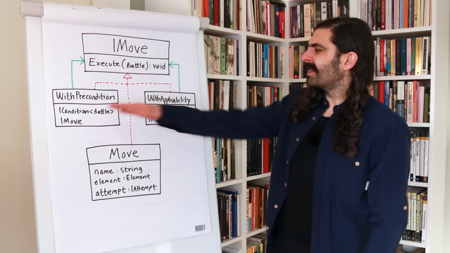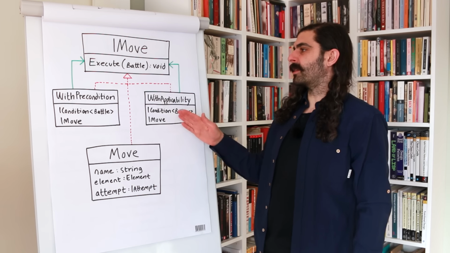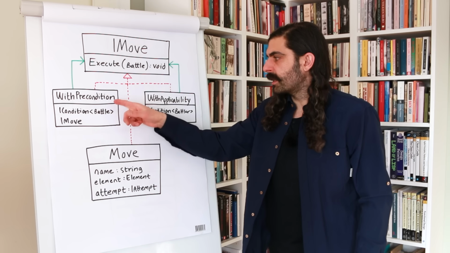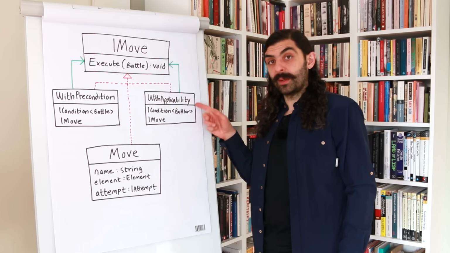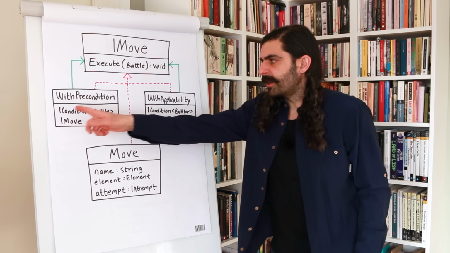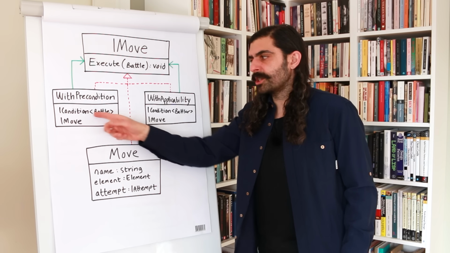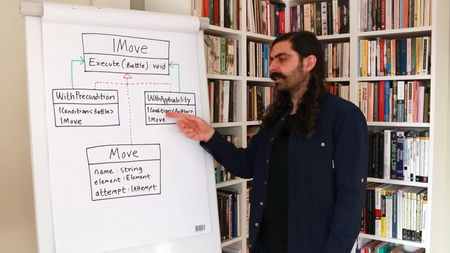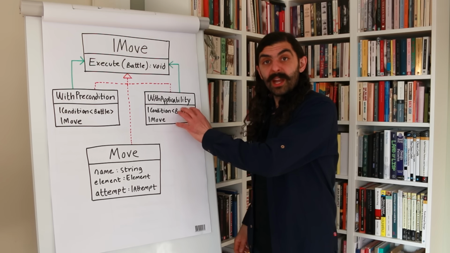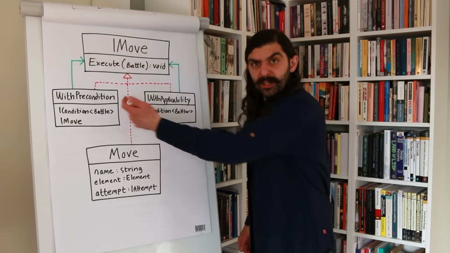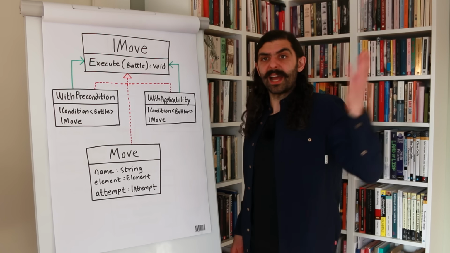Okay, why do we have these other two subtypes? And what's up with the arrows, right? We have one subtype called WithPrecondition and another subtype called WithApplicability. And both of these have an ICondition. But one is an ICondition for a Battle, and the other is an ICondition for a Battler. So notice the generics, right? Parametric polymorphism. ICondition is a generic type, so it's ICondition of T.